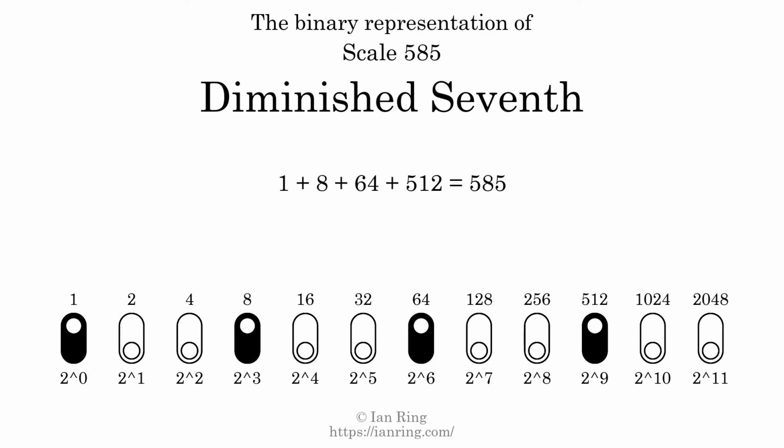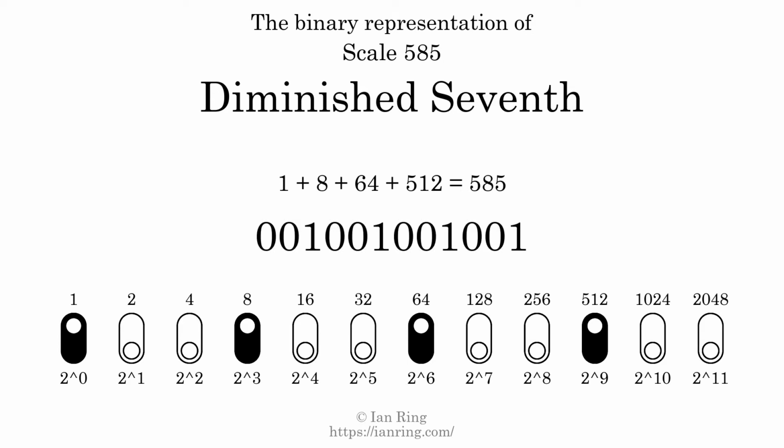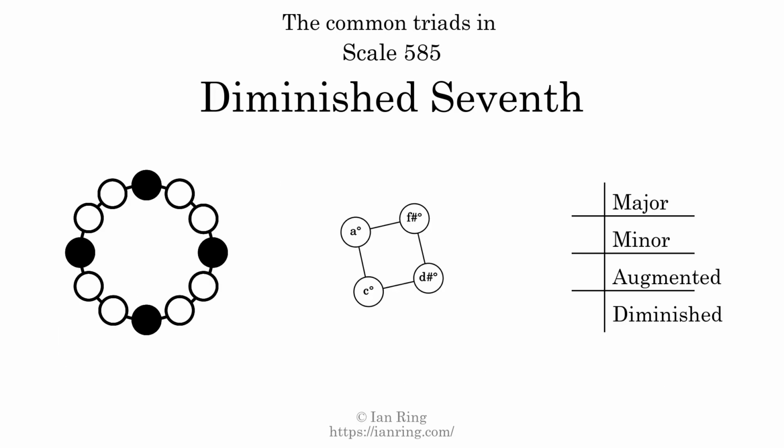The scale number not only enumerates the scale with a unique index, but it also literally describes the tonal content of the scale. Represented as a binary number in base 2, the scale number is 001001001001. Here are the common triads present in this scale.